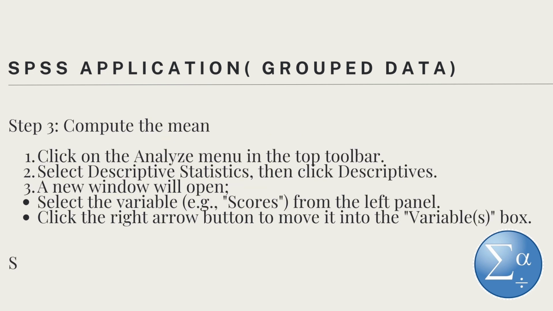Our next step is step 3, compute the mean. Number 1, click on the Analyze menu in the top toolbar. Select Descriptive Statistics, then Descriptives. A new window will open. Select the variable, for example the scores, in the left panel. Click the right arrow button to move it into the variable box.